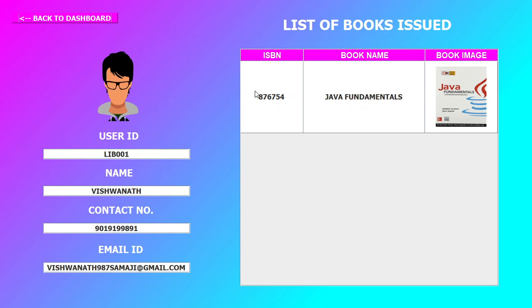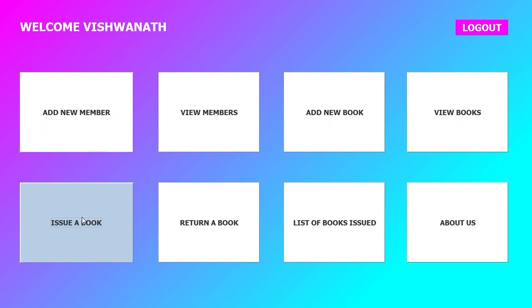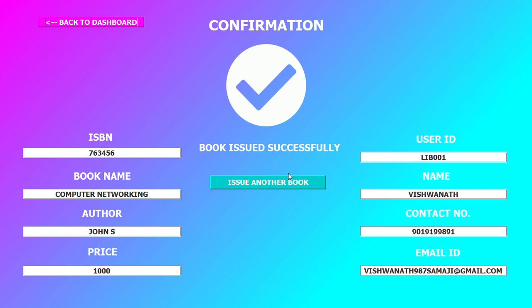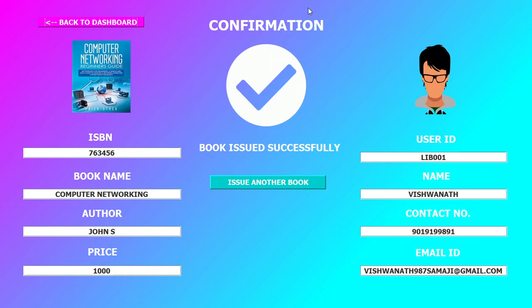Now I will issue one more book to this user ID. Issue one more book: Computer Networking, to lib001. After clicking issue, it will show the message that the book was issued successfully, and here are the details of the member, and here the details of the book.